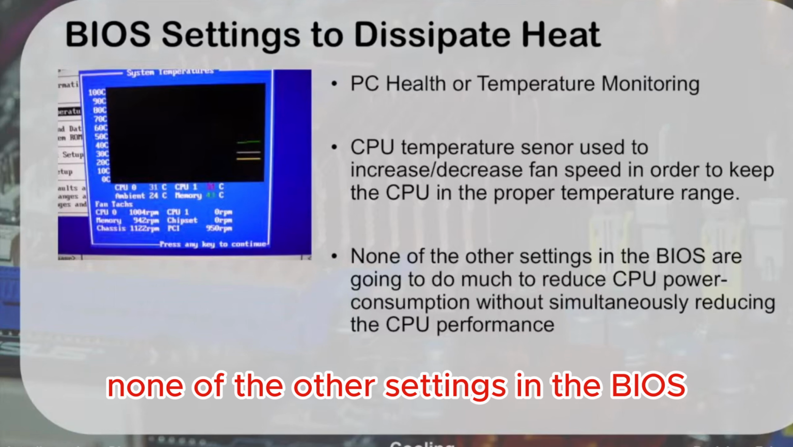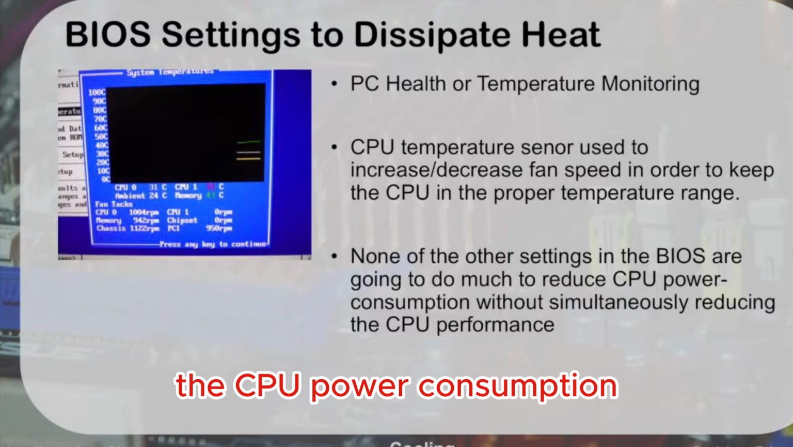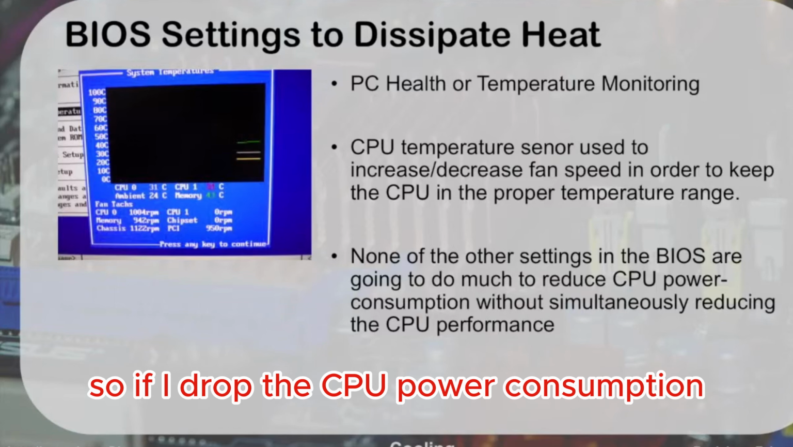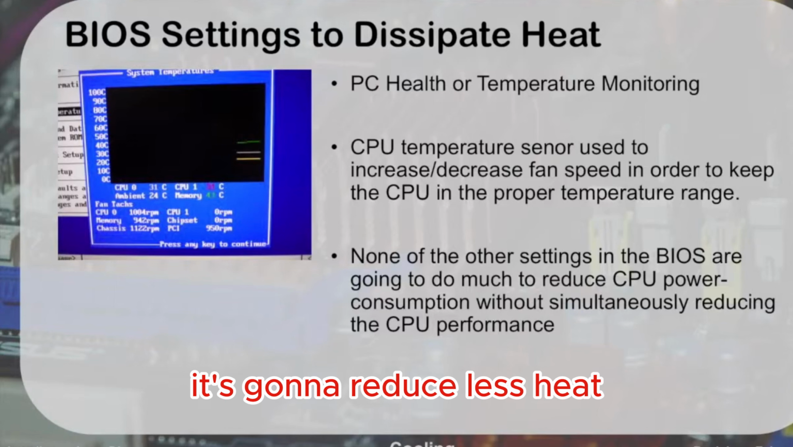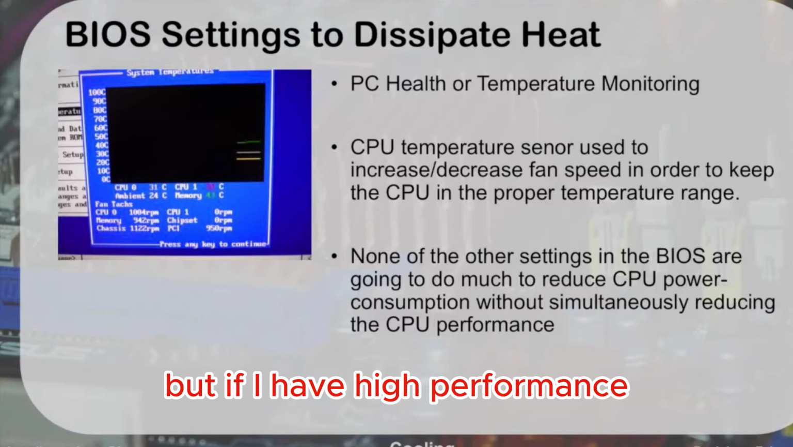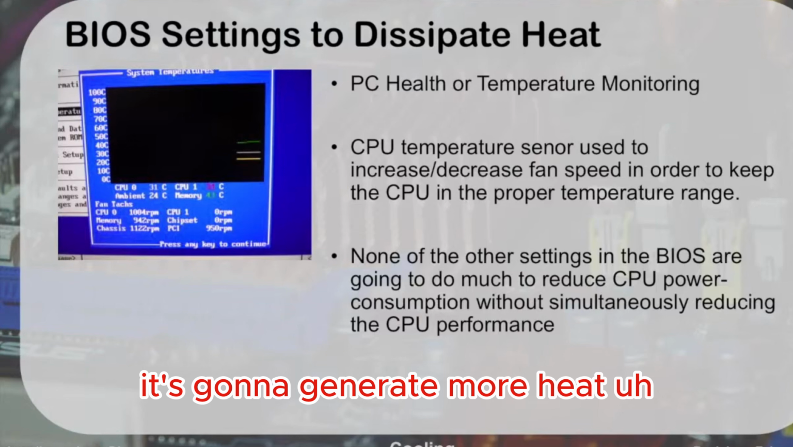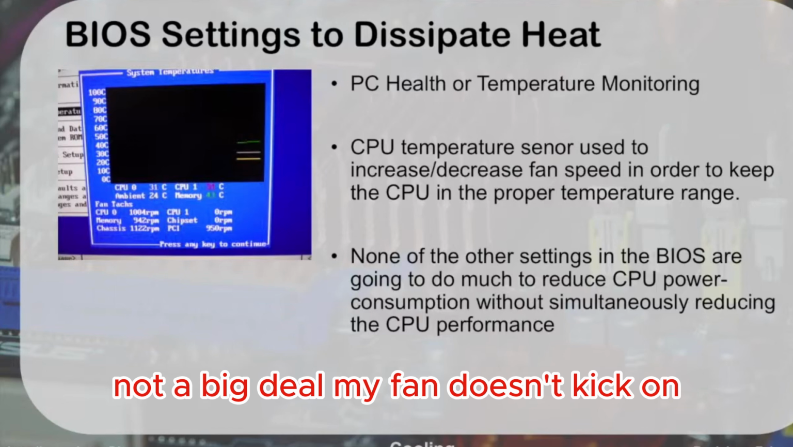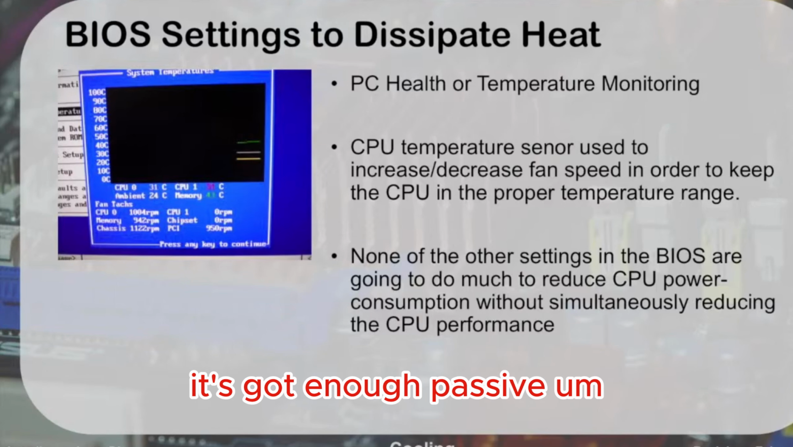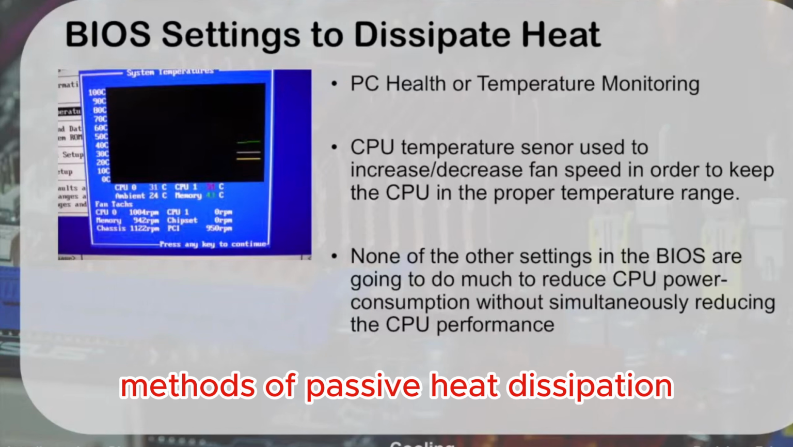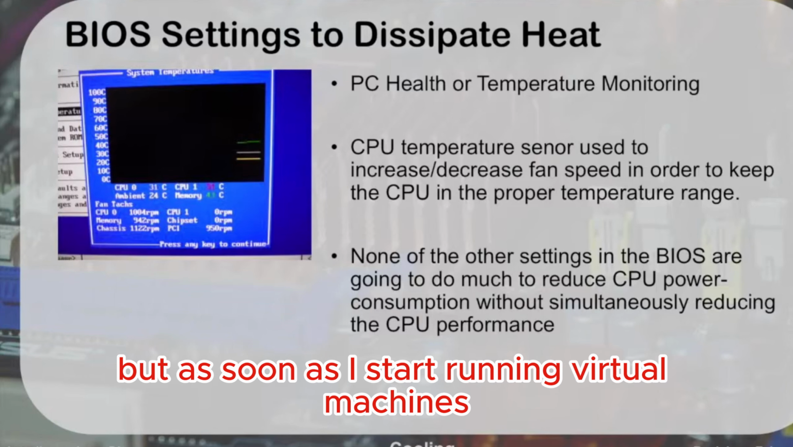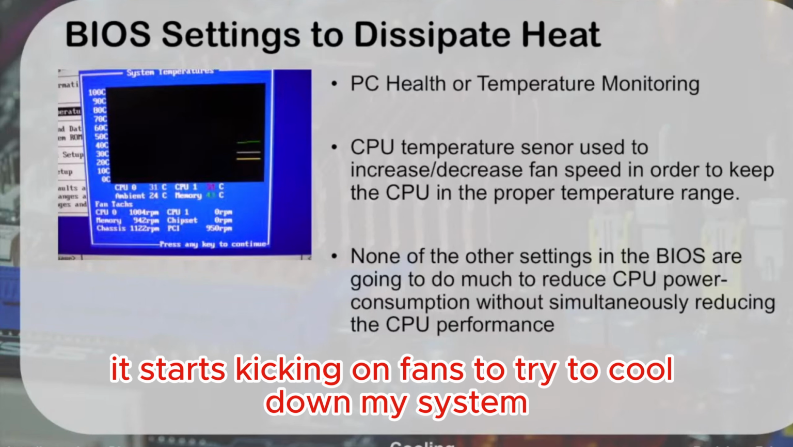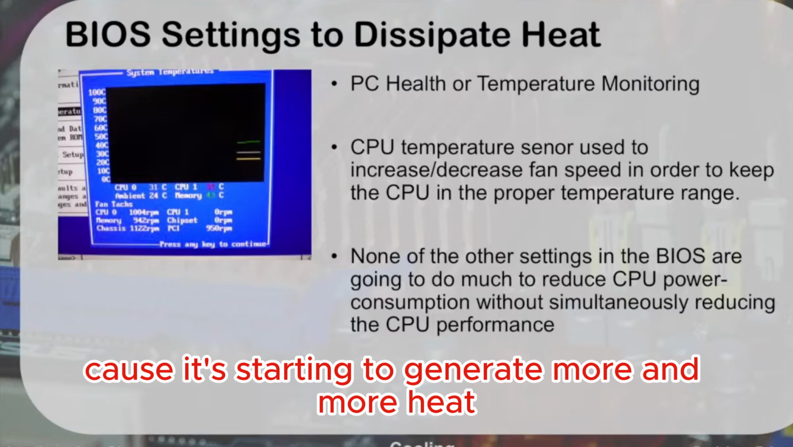None of the other settings in the BIOS are going to do much to reduce the CPU power consumption without simultaneously reducing your performance. So if I drop the CPU power consumption, like on a laptop, it's going to generate less heat. But if I have high performance, it's going to generate more heat. My laptop's a great example of that. If I'm doing things like just showing PowerPoints, not a big deal. My fan doesn't kick on. It's got enough passive methods of heat dissipation. But as soon as I start running virtual machines, I start increasing that processing power. It starts kicking on fans to try to cool down my system because it's starting to generate more and more heat.